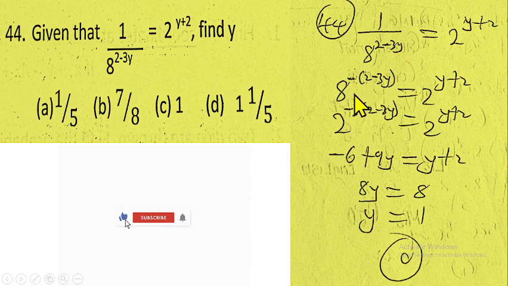Then you can find the index of 8 here. That will be 2 raised to power 3. So you have 2 raised to power minus 3 into 2 minus 3y equals this. Then the base will take care of the base, so we take care of 2. If you open the bracket here, you have minus 6 plus 9y equals y plus 2. Take the like terms. y comes here, you have 8y. Then minus 6 comes here, you have 8. So divide both sides by 8. That will give us y to be 1. Option C is the correct option for question number 44.